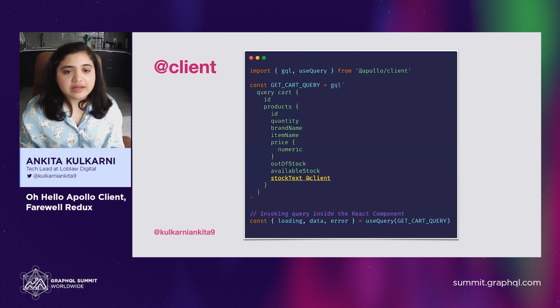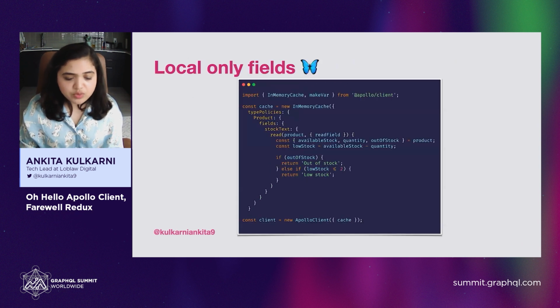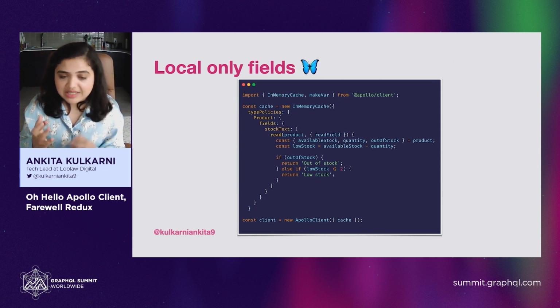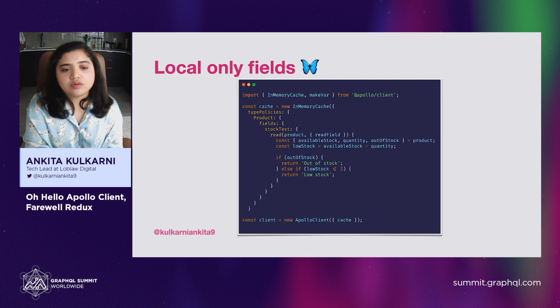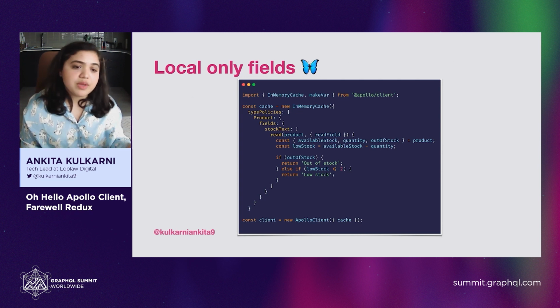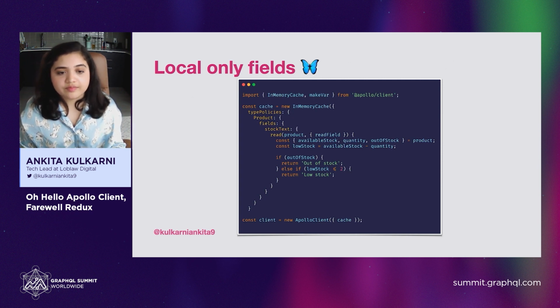So how exactly would the query look? This is how the query would look. We are calling stockText. Because local-only fields allow us to provide any logic that we want, in the read function we have the logic for that exact same function that we saw a couple of slides before. The minute we get to this spot on product itself, it's going to look up stockText, and stockText is going to have a read function and render this logic.